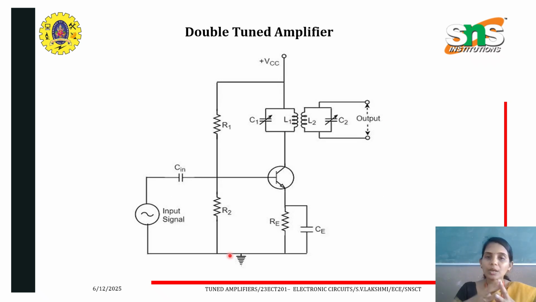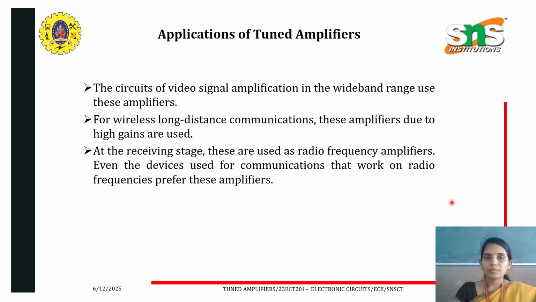Next is the double tuned amplifier. As the name indicates, we have two tuned circuits at the load. Such a type of circuit is called a double tuned amplifier. We have the same circuit as our single tuned one. The difference here is that we have introduced another tuned circuit at the load.